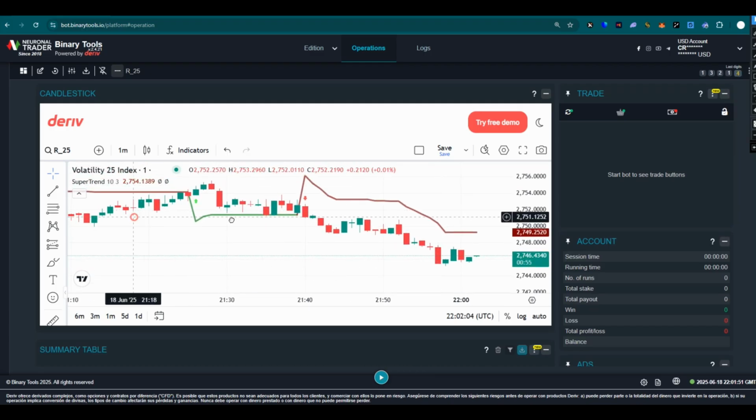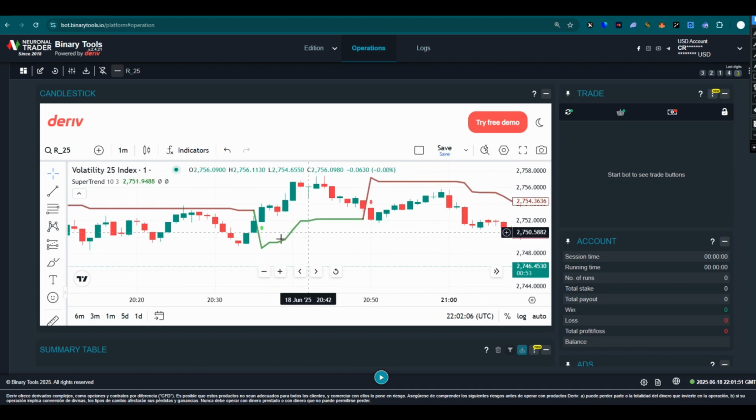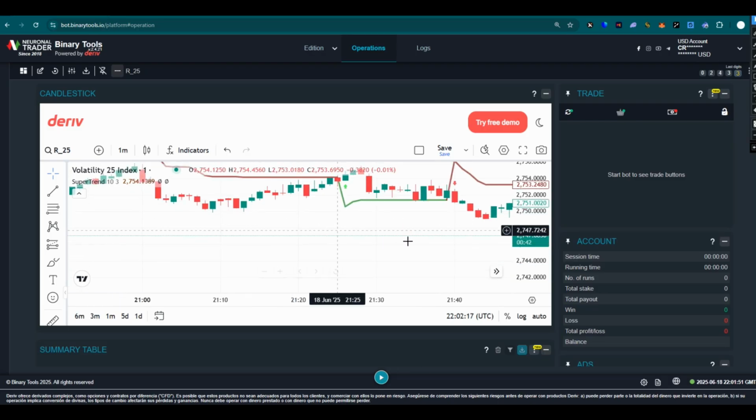That is really important. For a call option also, you need to trade on a support area, and make sure the super trend is a green one. Really important.